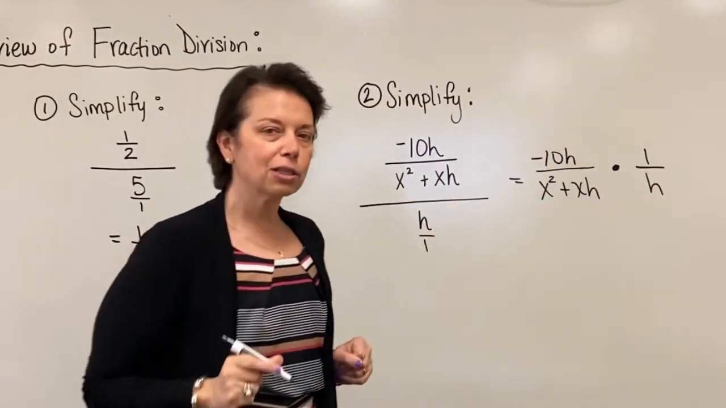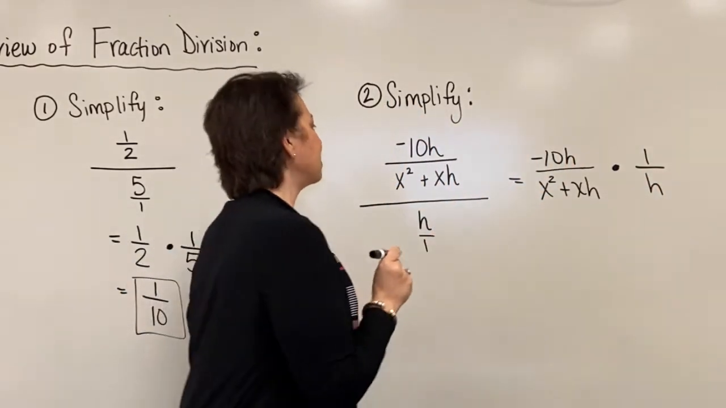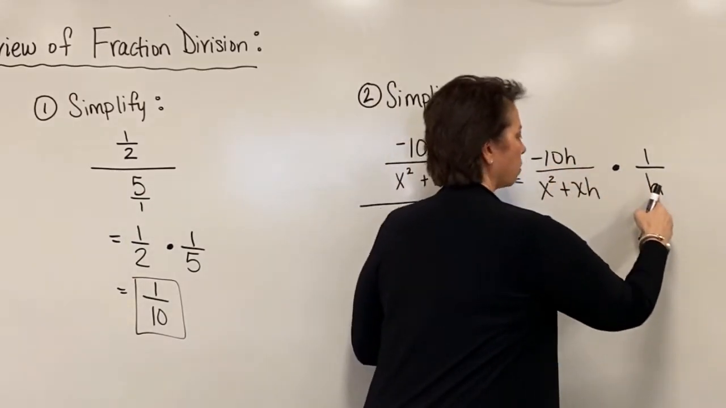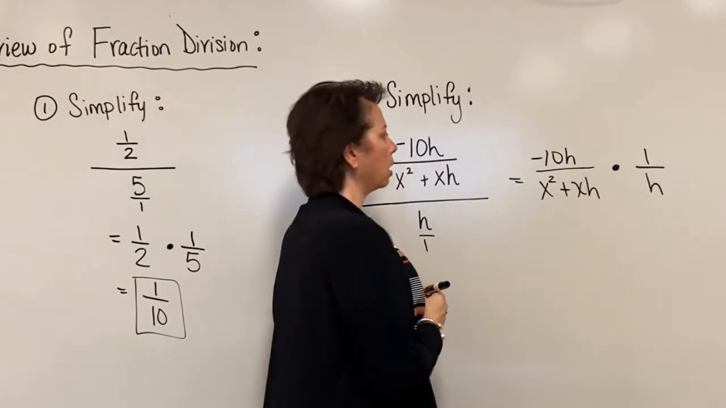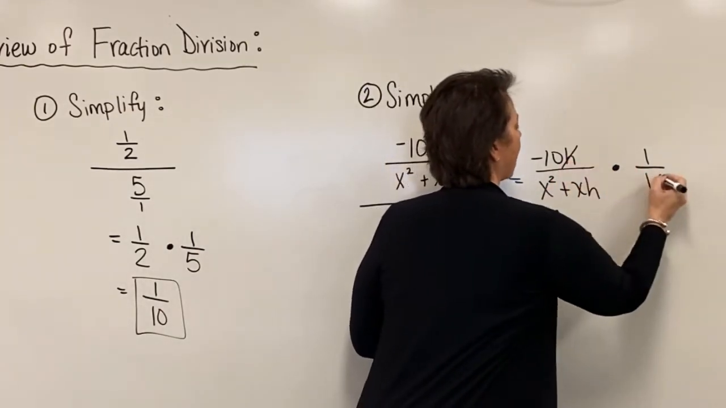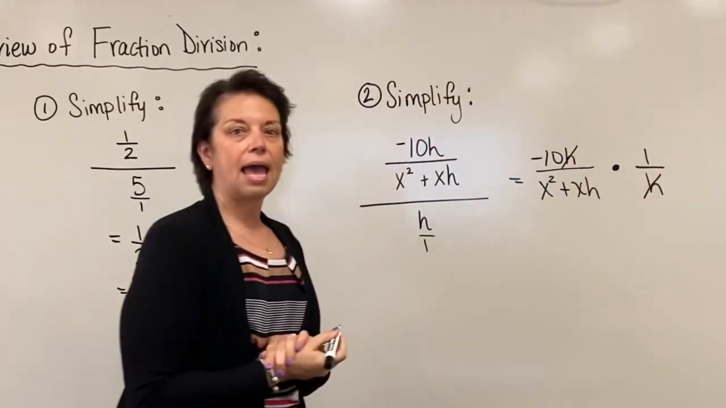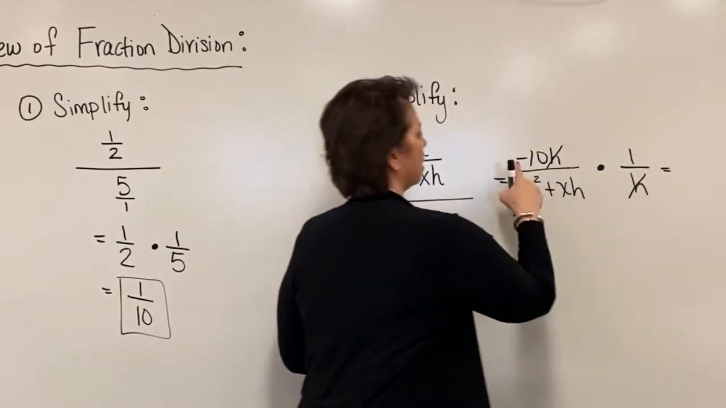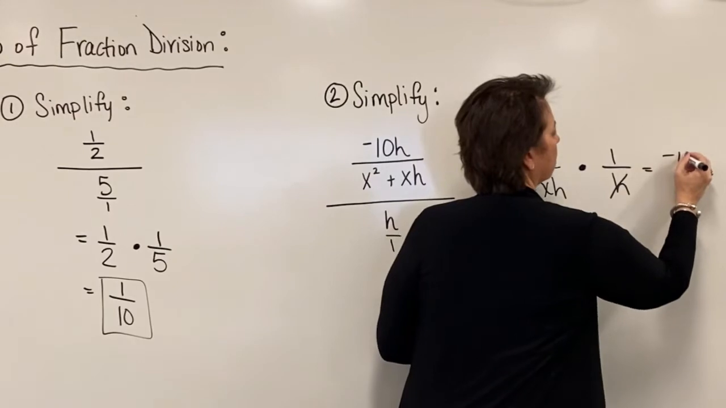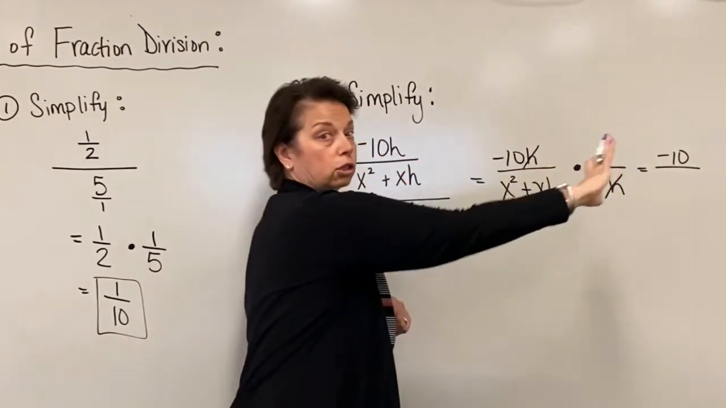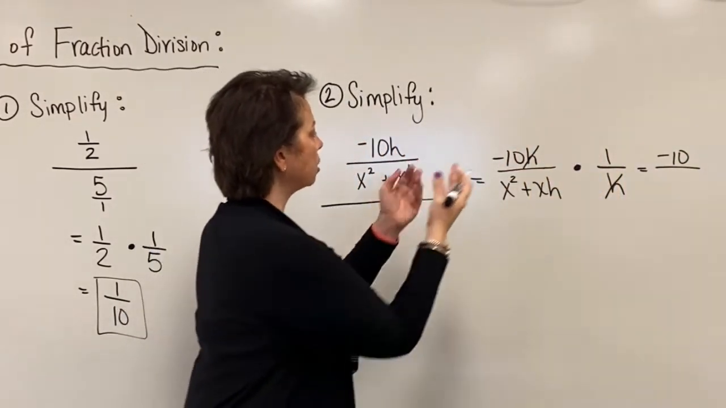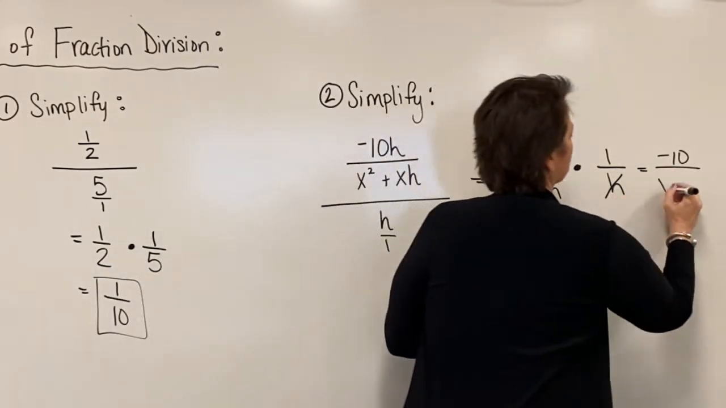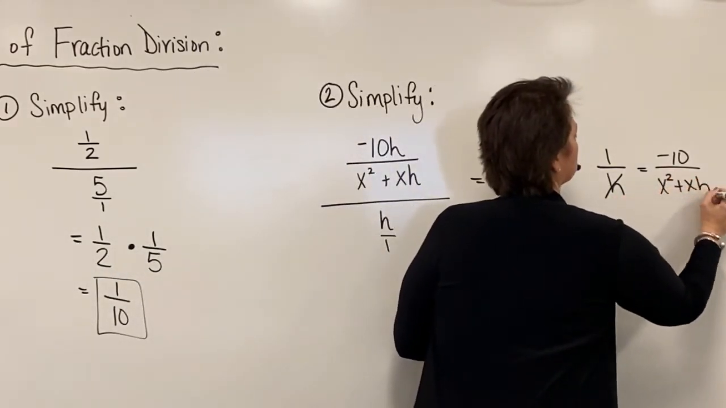Now, what that allows us to do conveniently is say, hey, look, we have an h in this numerator and we also have an h in this denominator. I can simply divide out those h's and then write what's left. What's left ends up being -10 in my numerator as I multiply straight across, and I just divide it by the quantity that remains in this denominator of x squared plus xh.